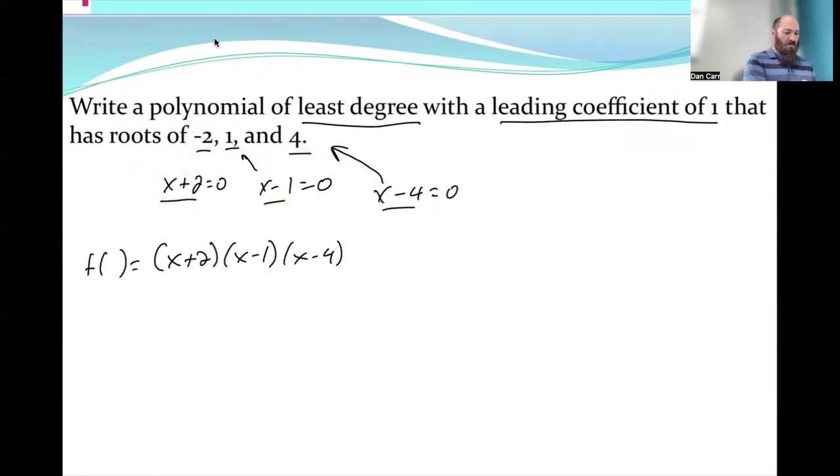I don't like how I wrote x. Let me do that again. Okay. Now it says a leading coefficient of 1, so I know I can honestly just put a 1 there. It's not going to make any difference through the process. Okay. What we're going to do now is just multiply this out.